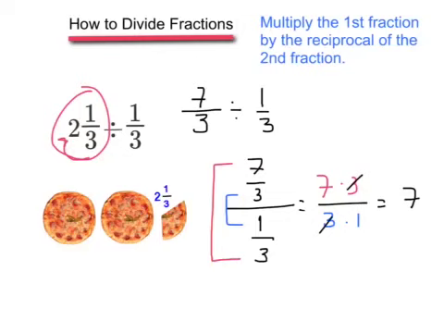And is that true? Yes, because if you cut the first pizza, I'm going to use a different color here, into thirds, and this one also into thirds, then if you count, here's 1, 2, 3, right, 4, 5, 6, and 7 slices that are exactly 1/3 each.